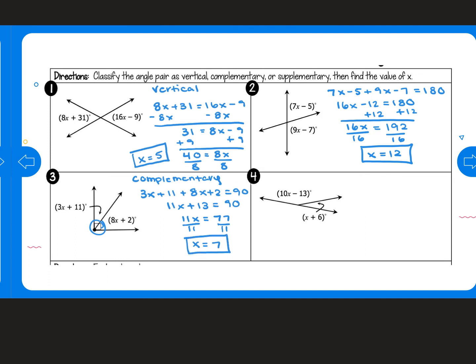Now I want you to pause the video and try number 4 on your own. This is going to count as your exit ticket. Once you have completed that, we will check and go over it. Then on the second page of your notes, you have, I think, 6 problems that we're going to look at to review. In these examples, not only will you be looking for x, but you'll also be solving for the actual angle measure. Once you are done with your exit ticket, make sure you put your answer in the video, and don't forget to summarize what you've learned from today's lesson.